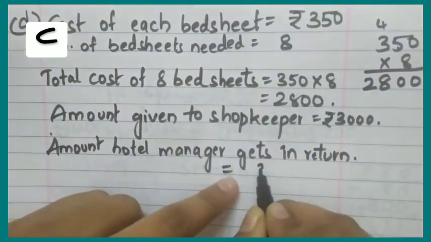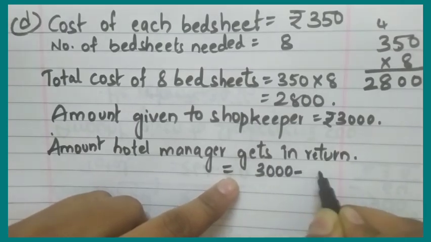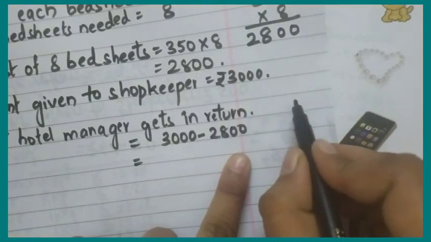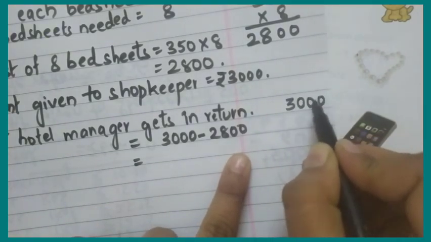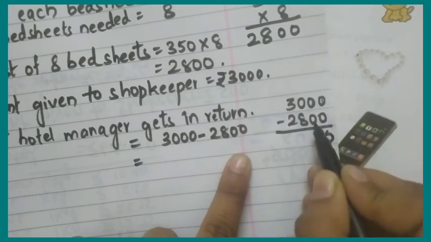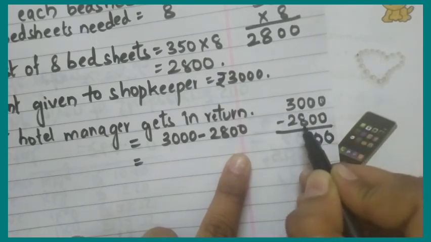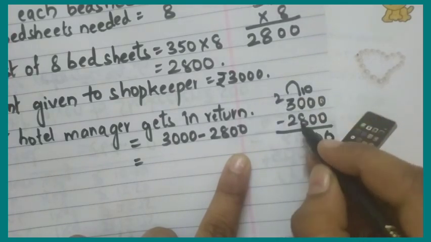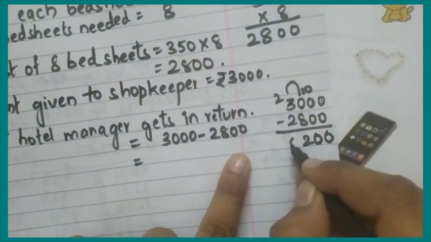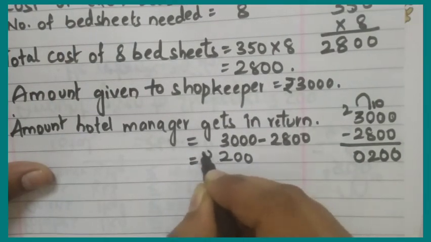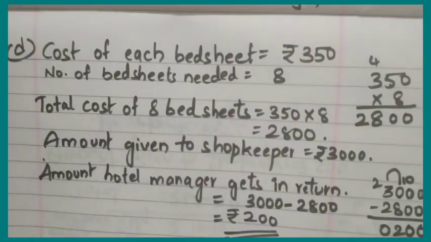That is 3,000 minus 2,800. We'll do subtraction here. 0 minus 0 is 0. 0 minus 0 is 0. From 0 we cannot subtract 8, so we'll borrow. It will be 10. Here it will be 2. 10 minus 8 is 2. 2 minus 2 is 0. Therefore 200 rupees. Okay. This is the answer.